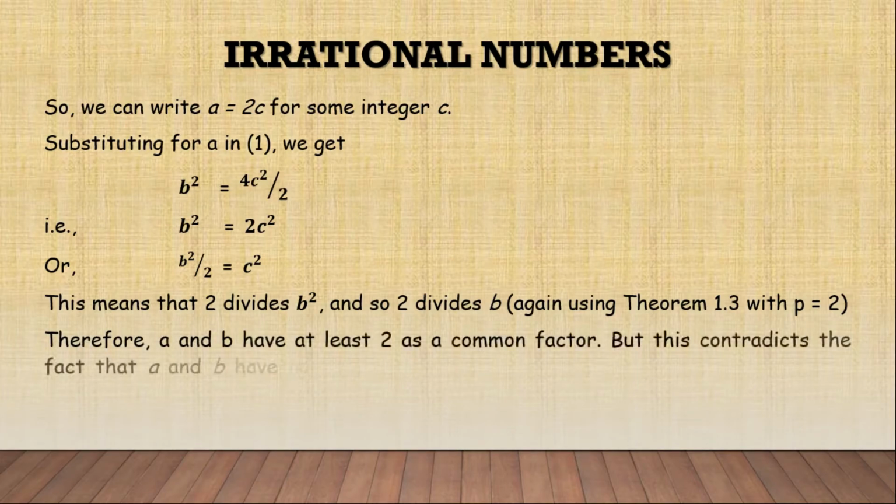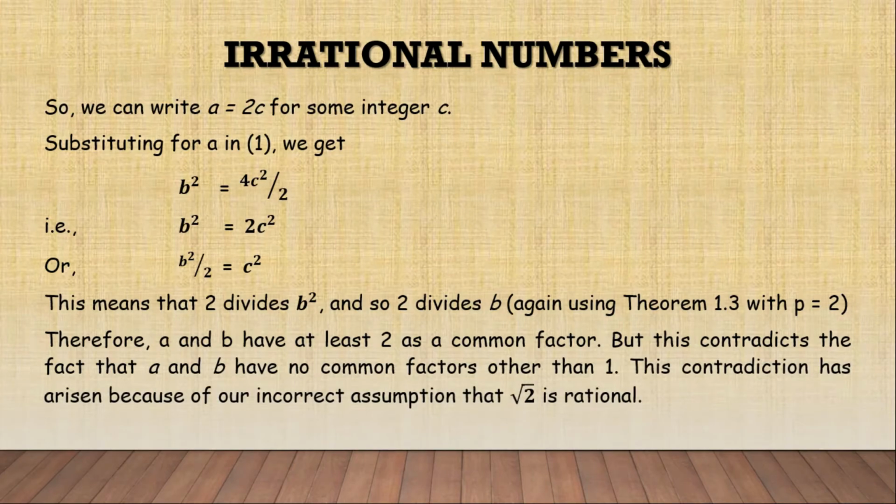Therefore, a and b have at least 2 as a common factor, but this contradicts the fact that a and b are co-prime and do not have any other factors in common other than 1. This simply means that our initial assumption was wrong, which has led to this contradiction. So we conclude that root 2 is an irrational number. Now try to prove root p as an irrational number where p is a prime.